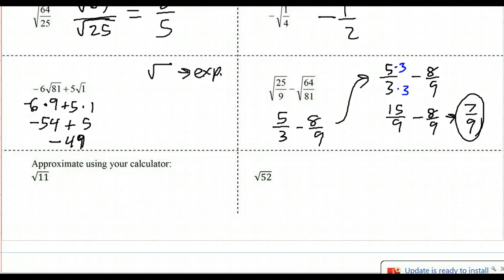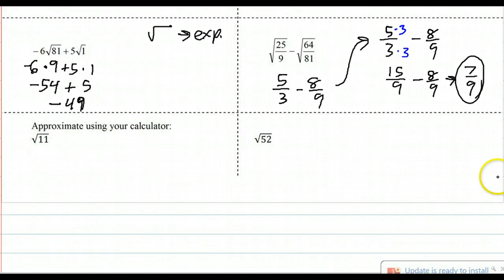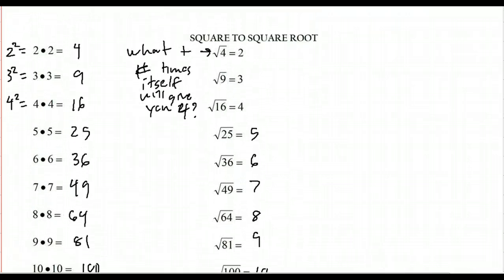Alright. Approximating, and what I meant to say is approximate without using your calculator. So if you want to know what square root of 11 is, you have to just think about what all our radicals actually are. So if you come up here, we have them all. Square root of 25 is 5. Square root of 16 is 4. Square root of 9 is 3.